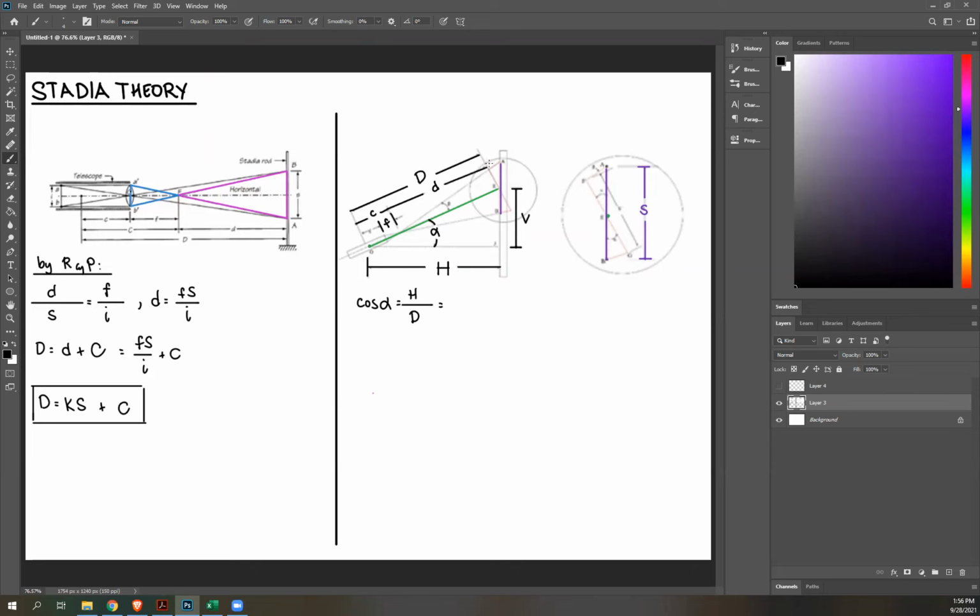And this is D. Okay, see, D equals C plus F plus D. So let's rewrite that. H over C plus F plus D. Now I can rewrite F plus D. F plus D is just this length. So let's compute for that now.